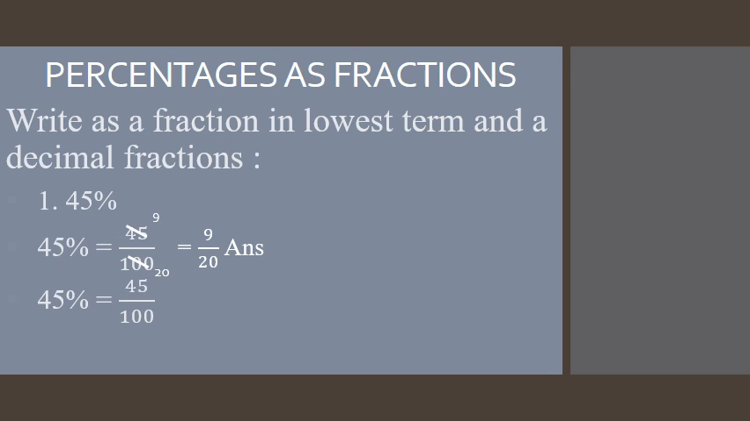45% is equal to 45 upon 100, and now children, 45 upon 100 is a common fraction. We can very easily change it into a decimal fraction, isn't it? Let's see what will be the answer. It will be 0.45, and this is a decimal fraction. So 45% written as decimal fraction will be equal to 0.45. I hope this sum is clear to all of you. So now let's move to the next sum.